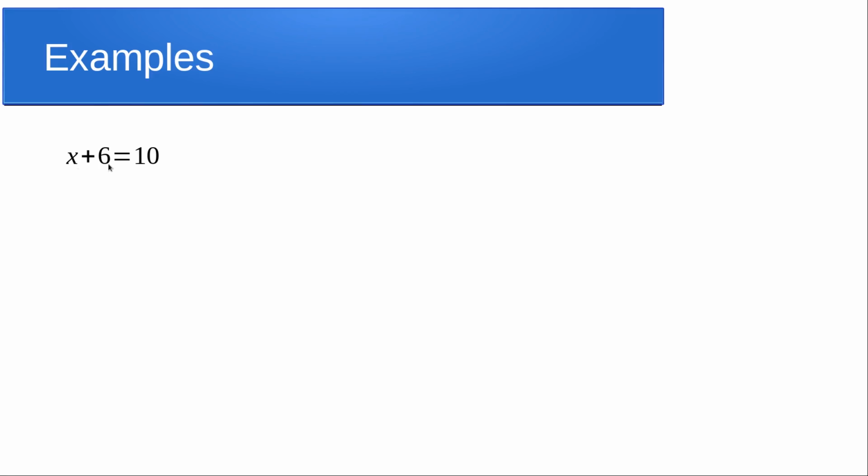So the first one, we've got x plus 6 equals 10. So we ask ourselves, what is it we're doing to the x? Well, we're adding 6. We need to do the opposite, subtract 6 from both sides. That will leave the x on its own on the left hand side, and 10 take away 6 is 4. So we're left with the answer x equals 4, and we can test our answer by saying, does 4 add 6 equal 10? And yes, it does.